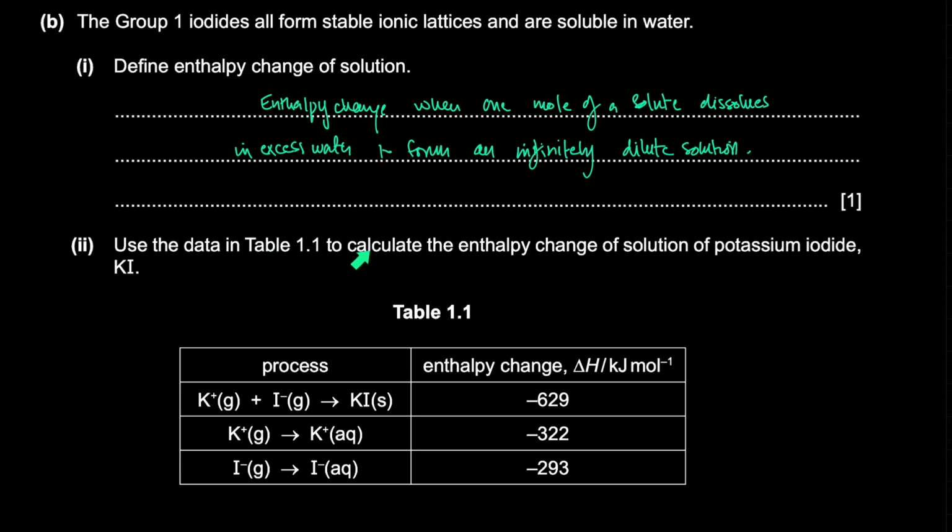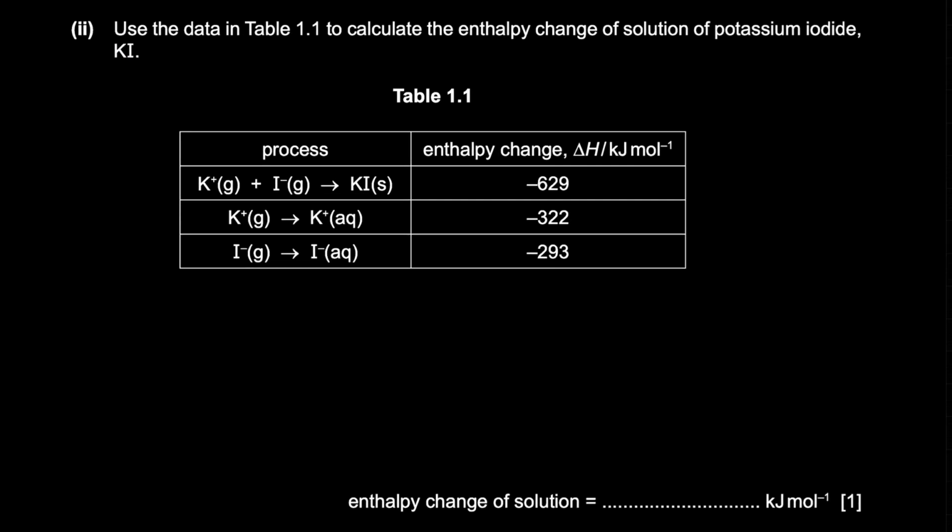Use the data in table 1.1 to calculate the enthalpy change of solution of potassium iodide. What they've given us in this table is the enthalpy change when a solid lattice is formed from its constituent gaseous ions. So we have gaseous ions here, and if you go down to the solid lattice, that's the lattice enthalpy, which is equal to negative 629. This is the lattice enthalpy when 1 mole of a solid is formed from its constituent gaseous ions.